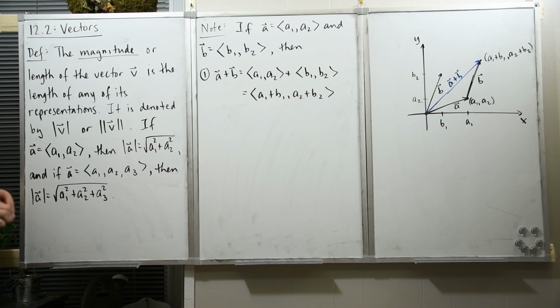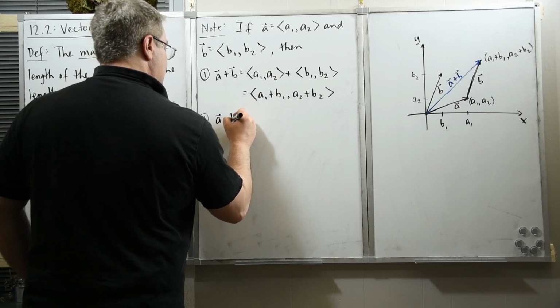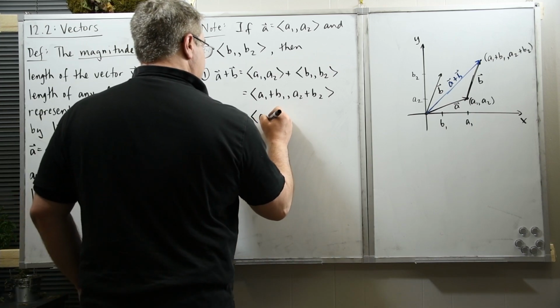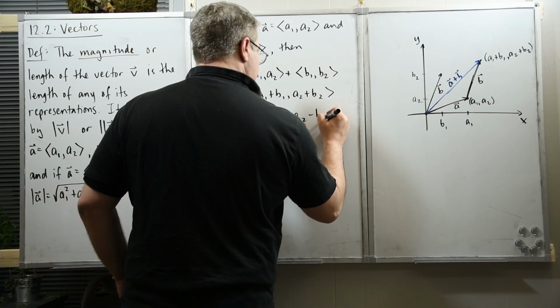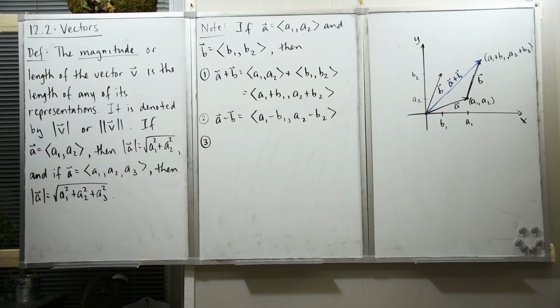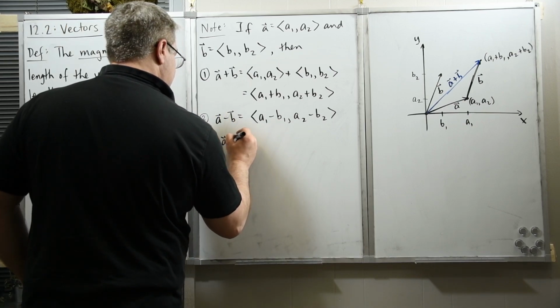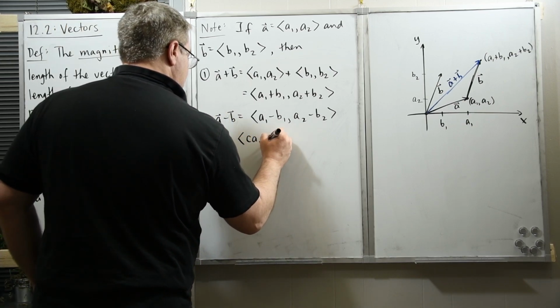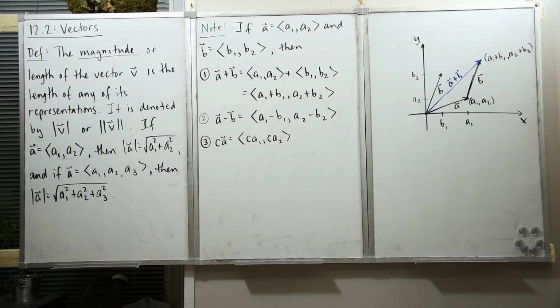Now, in a similar fashion, A minus B we'll get by having first component A1 minus B1, second component A2 minus B2. And if we take, let's say, a scalar multiple of A, take C times A, CA1 will be our first component, and then CA2 will be our second component.